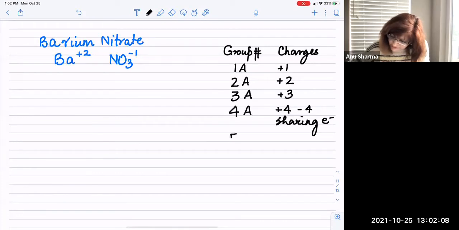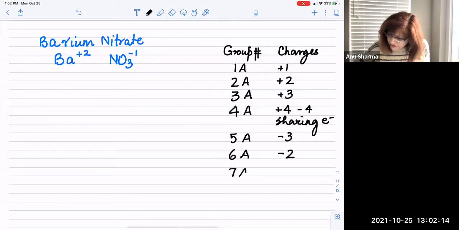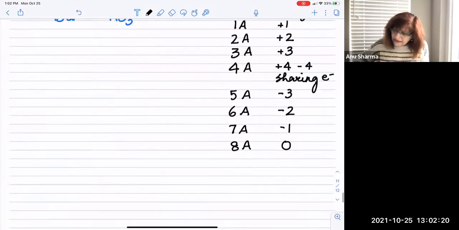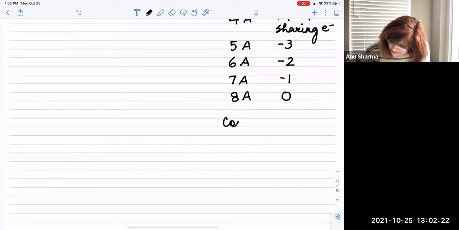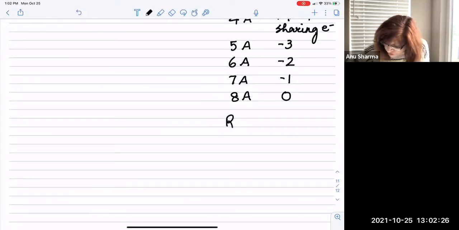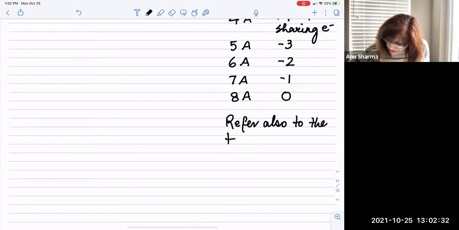Then comes the 5A, the charge is -3. 6A, the charge is -2. 7A, the charge is -1. And 8A, the charge is 0. Okay, and then also consult or refer to the table in the handout.